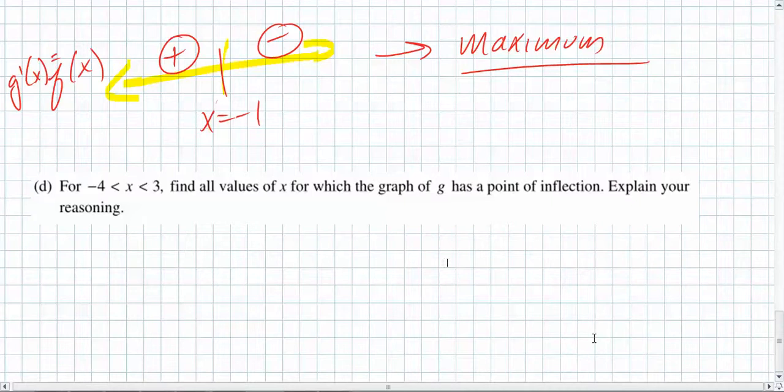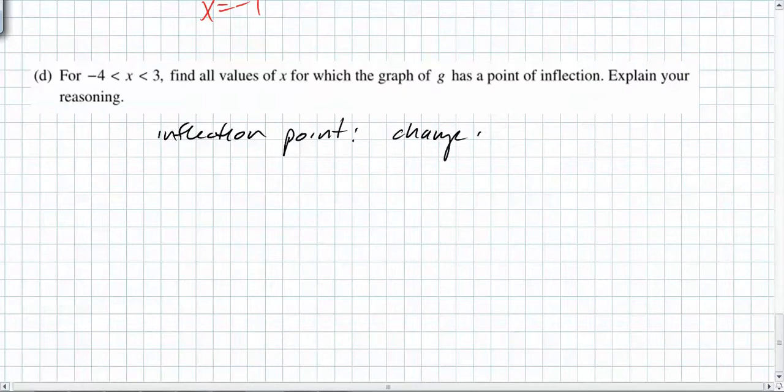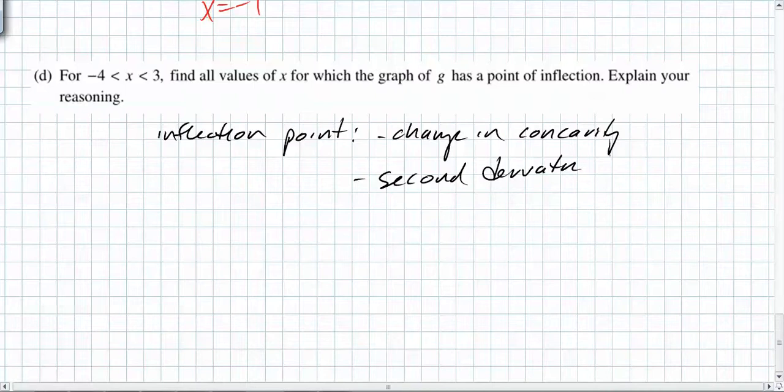For -1 to 3, find all values of x for which g has a point of inflection. So what is a point of inflection? It's when the second derivative changes sign. You both said the great things. It's when there's a change of concavity, and that's when the second derivative changes sign.